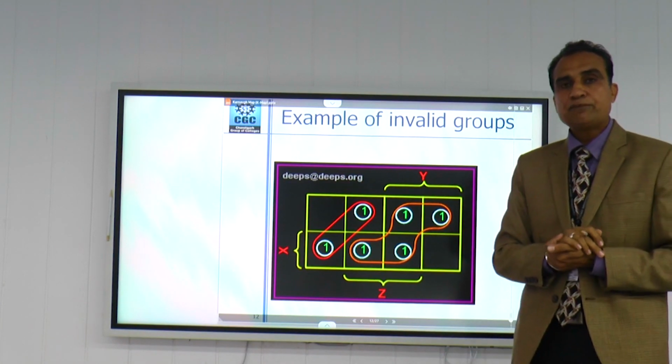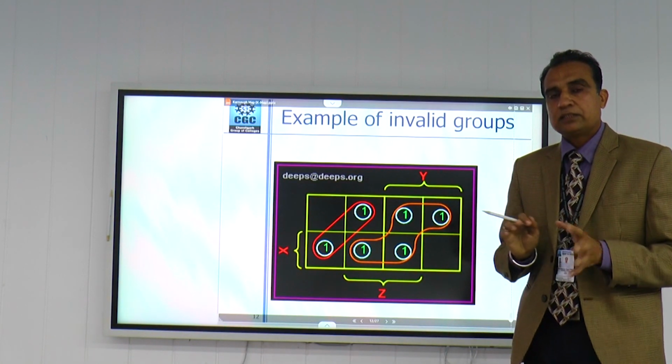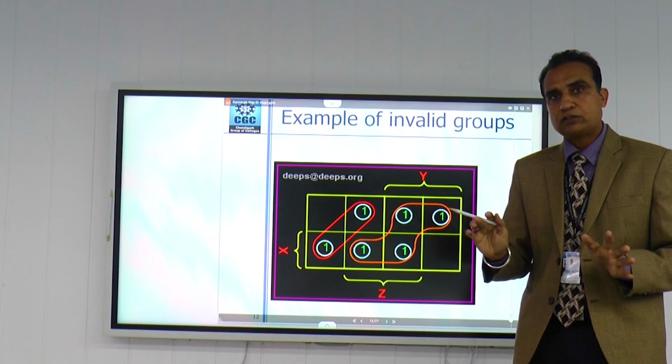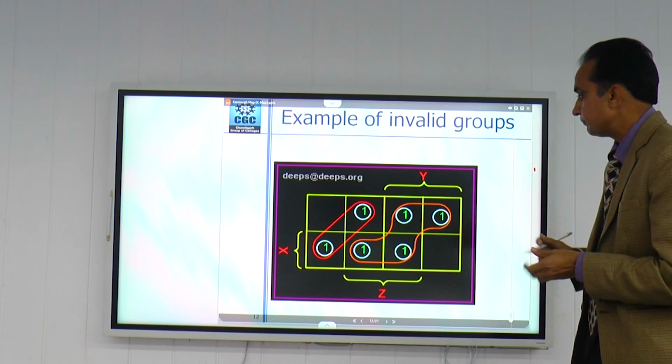These are some invalid groups. Means the groups cannot be formed in diagonal form. These are the invalid groups.